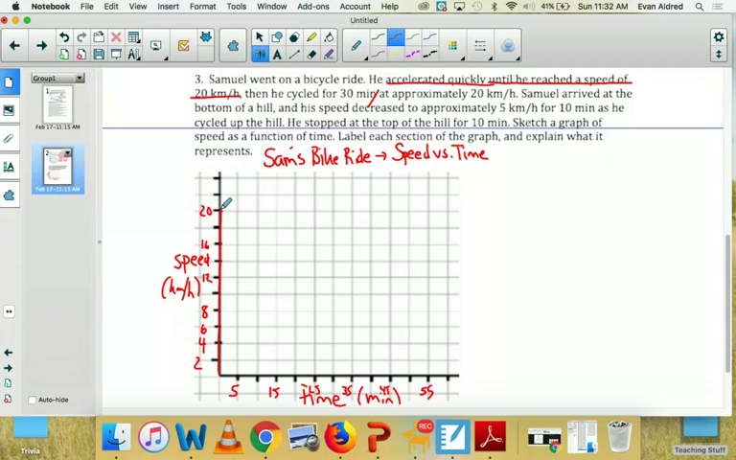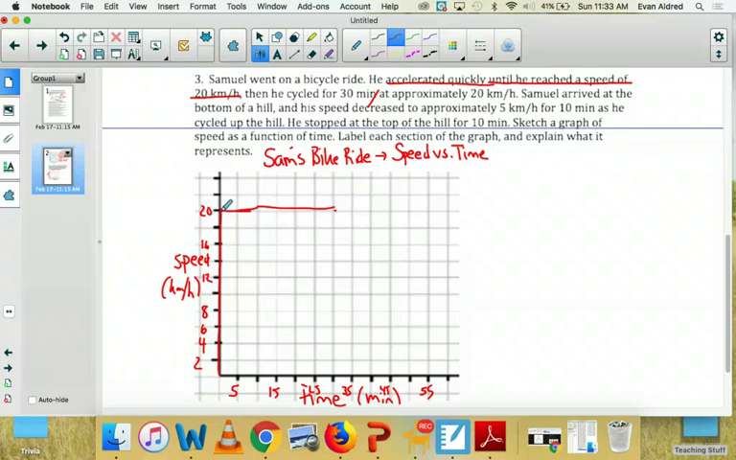And then he's going to cycle 30 minutes at 20 kilometers an hour. So we go just a little past 30, and we put a dot. And then we continue drawing our lines. Should be straight, but having trouble drawing horizontal lines right now.